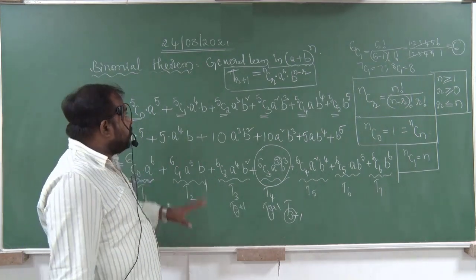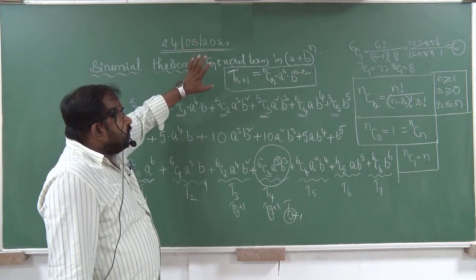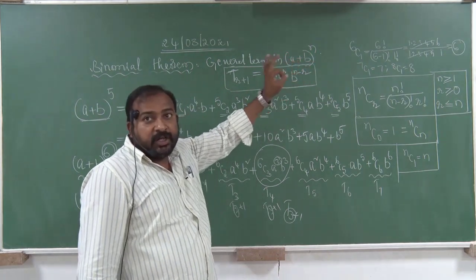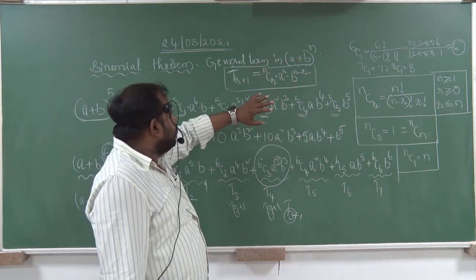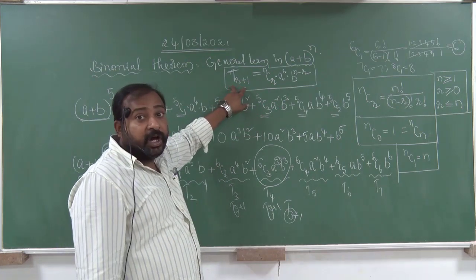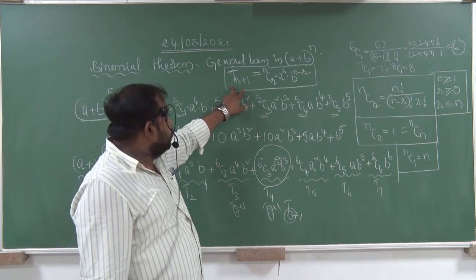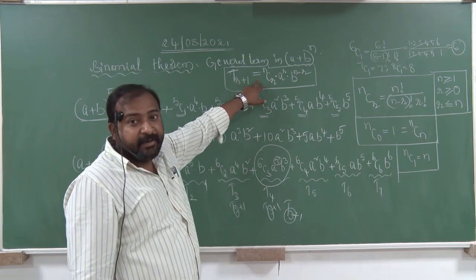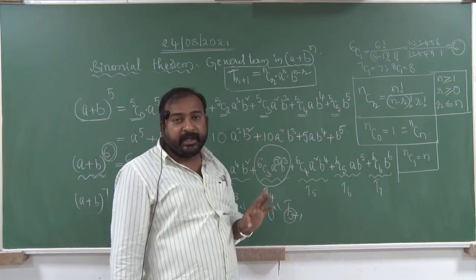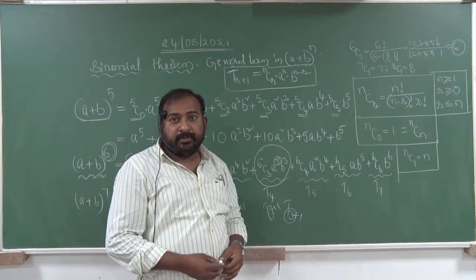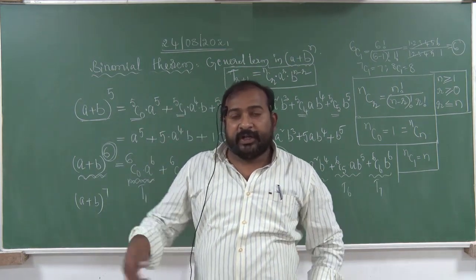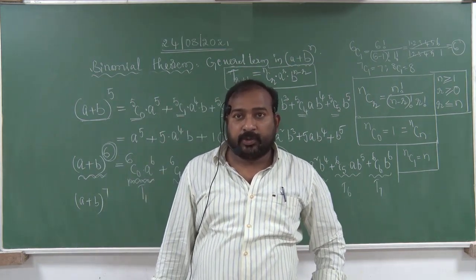So here you have to understand: in the expansion of (a plus b) whole power n, the general term is called T(r plus 1), and it is given by nCr into a power r into b power n minus r. I hope that this is clear for you. In the next class, we will continue with a few more details regarding this. Okay. Thank you.